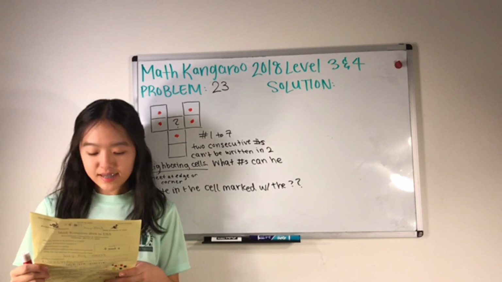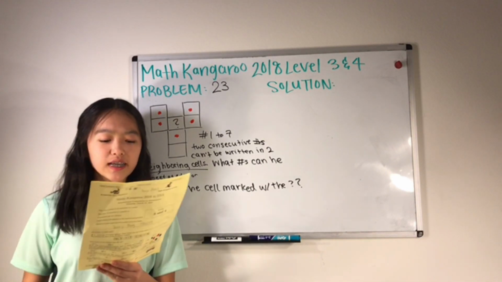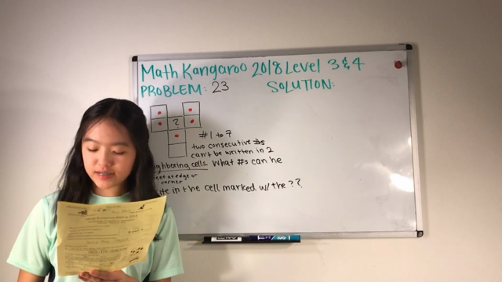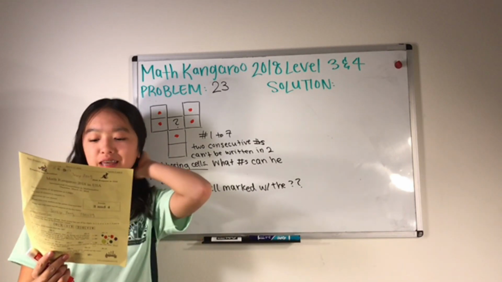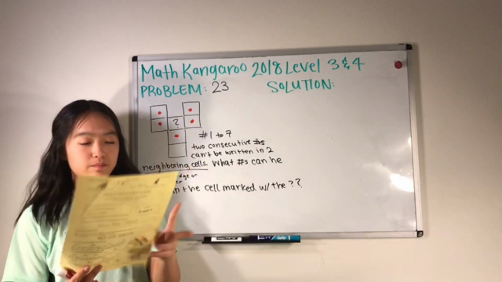Problem number 23 says, Leon wants to write the numbers from 1 to 7 in the grid shown. 2 consecutive numbers cannot be written in 2 neighboring cells. Neighboring cells are those that meet at the edge or at a corner. What numbers can he write in the cell marked with the question mark?